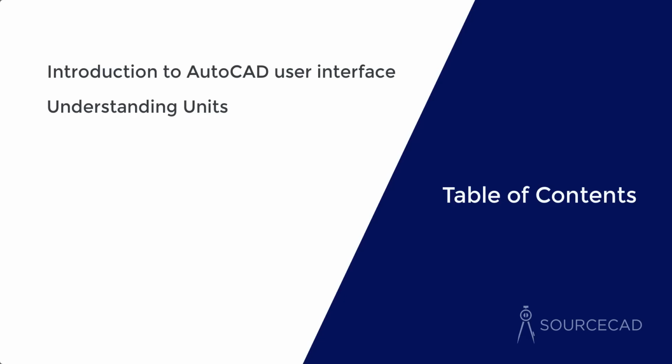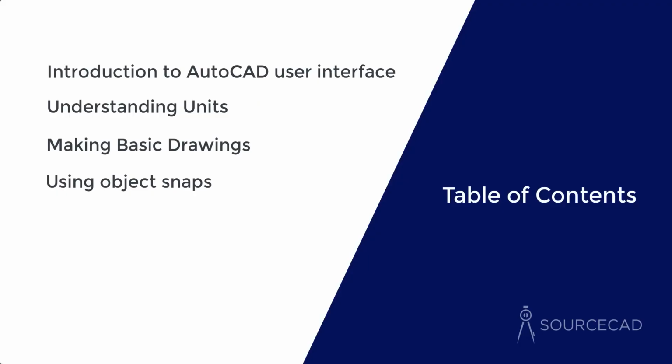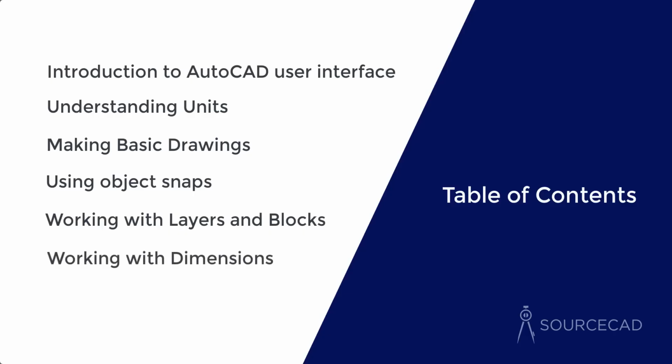Then later on, we'll move to making basic drawings using draw and modify tools, and then we'll learn about tools that let you make precise drawings like object snaps. Further, we'll move into some drawing management tools like layers. Then we'll talk about blocks, which are symbols in AUTOCAD, and then we'll talk about making dimensions, and finally we'll print our drawing. So all these things in just this 3-part AUTOCAD tutorial for beginner series. So let's get started.